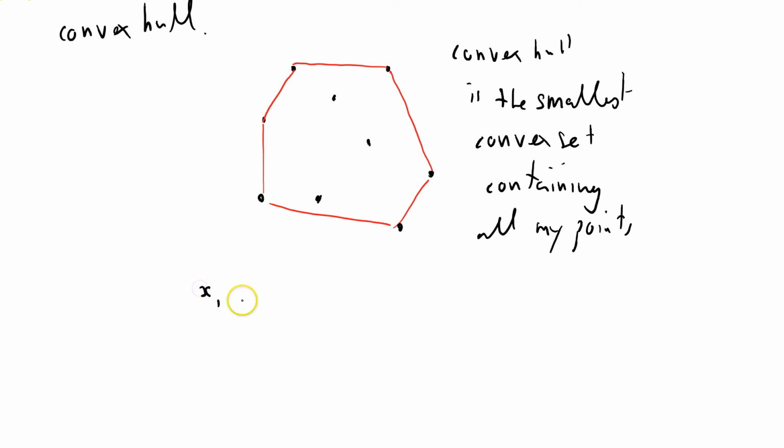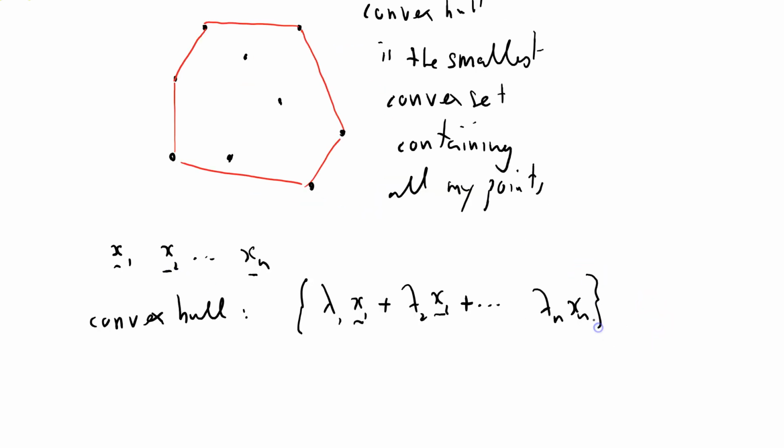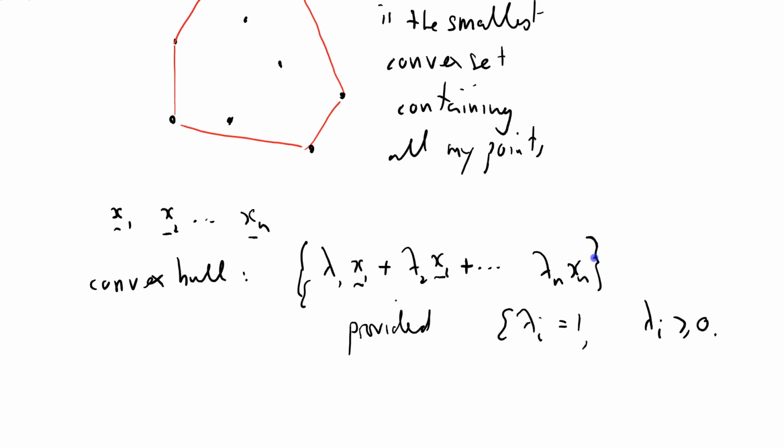Let me say that I've got points x1, x2 up to xn. Then the convex hull is a set of points lambda 1 x1 plus lambda 2 x2, these are to be understood as vectors, I guess, because they're points on the plane, plus all the way through to lambda n xn. These set of points, provided that sigma lambda i equals 1 and all the lambdas are non-negative. So this set here gives you all the points in your convex hull.